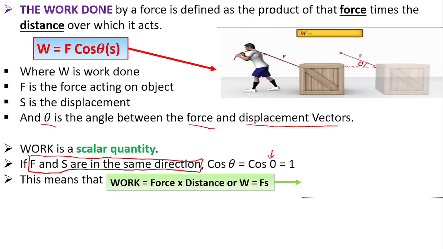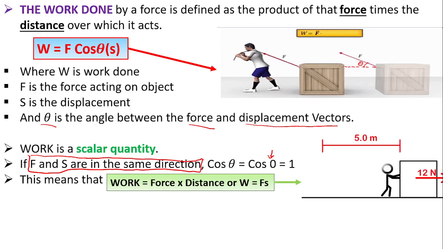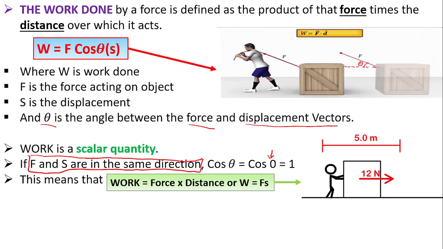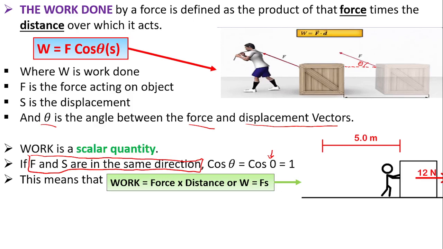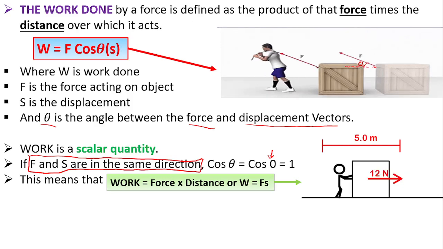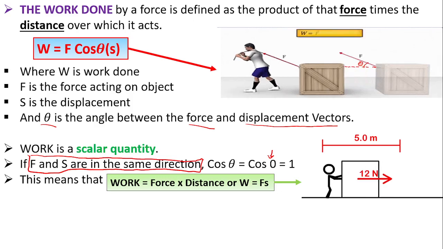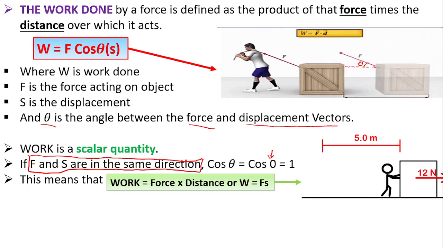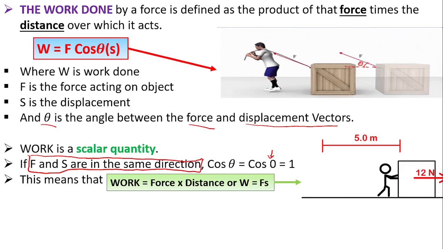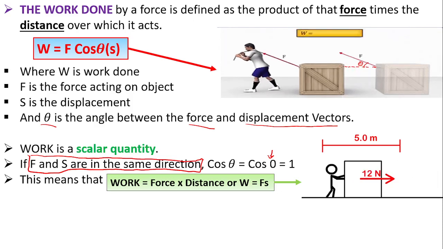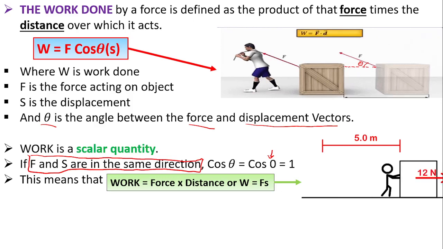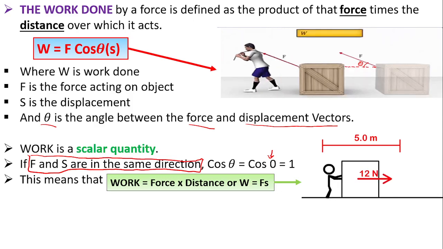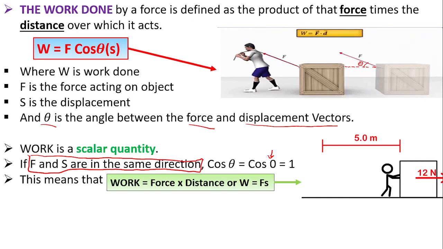A good animation I can give is this particular animation. If you look at it, the force, which is 12 Newton, and the distance, which is 5 meters, are in the same direction. There is no angle. If you look at the first animation and the second animation, there is a big difference. The first animation is acting at an angle. There is an angle between the force and the displacement. But for the second animation, the force is not acting at an angle.